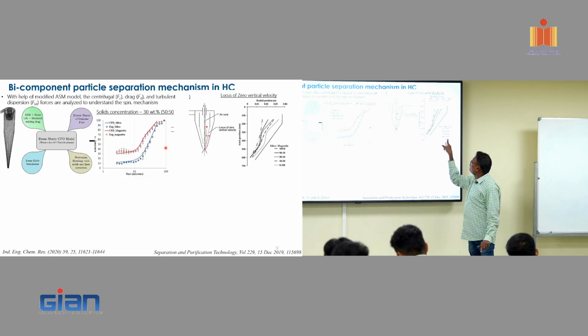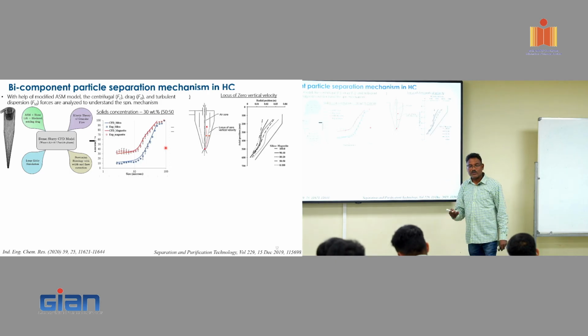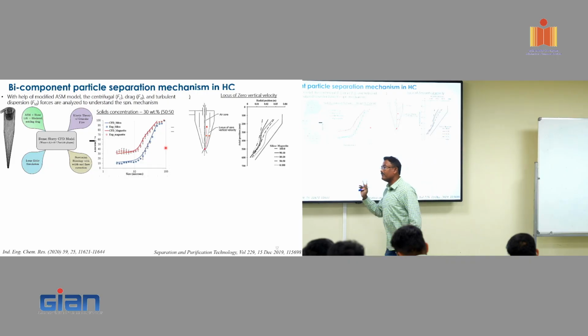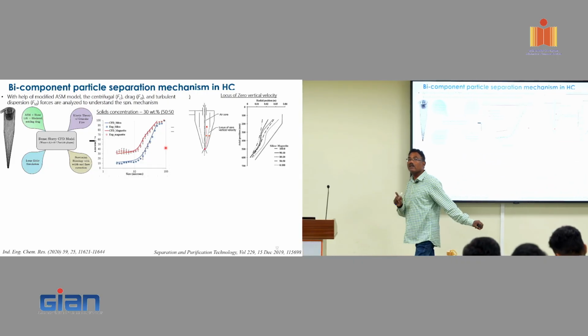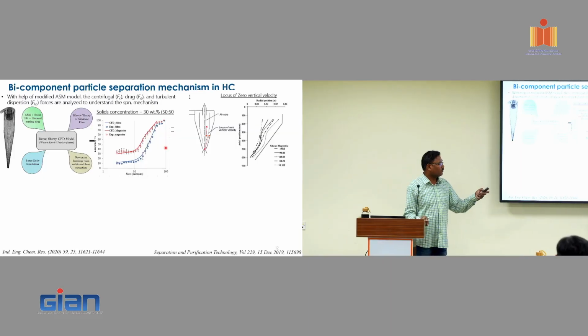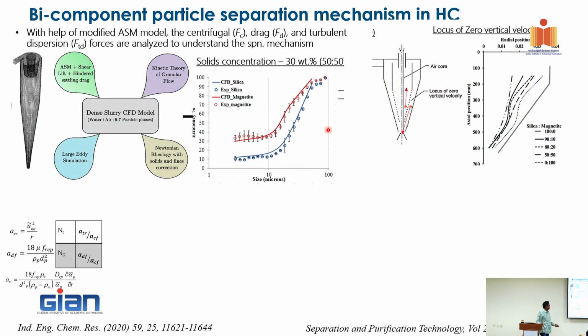But now, when you have the mixture, that LZVV line is shifted inside. That means the particle which was located here now goes to the underflow instead of going to the overflow. So that indicates that interference of the heavier component is significantly affecting the lighter density particles. That's one identification we made.